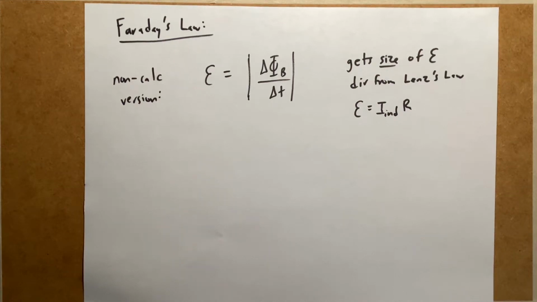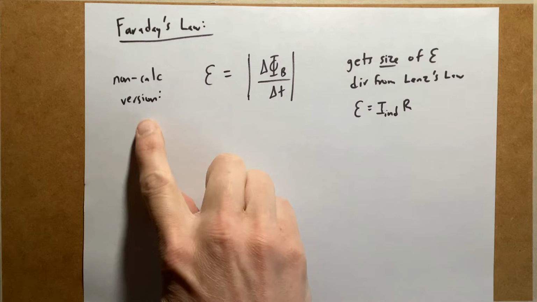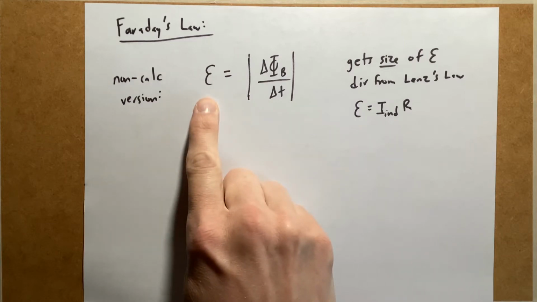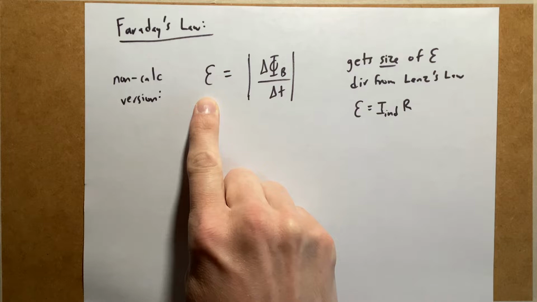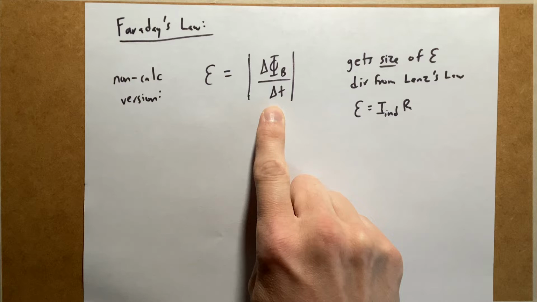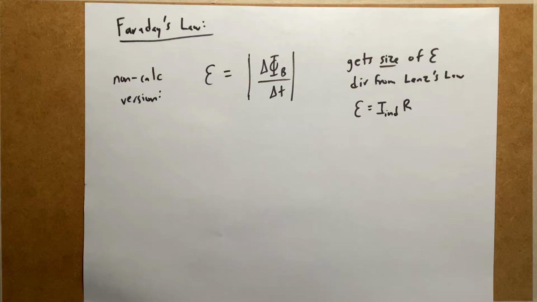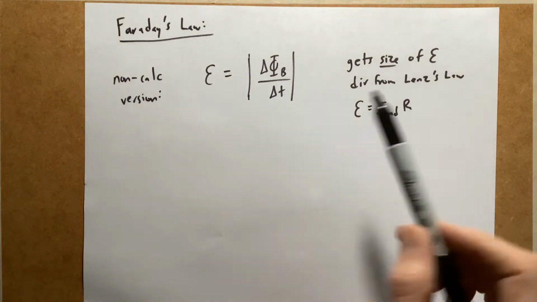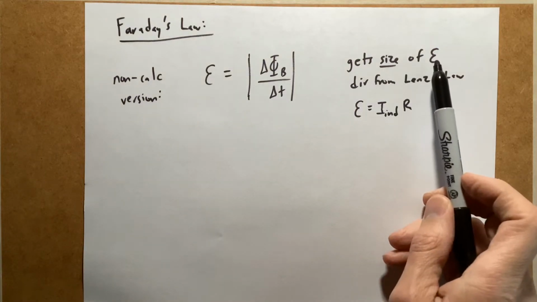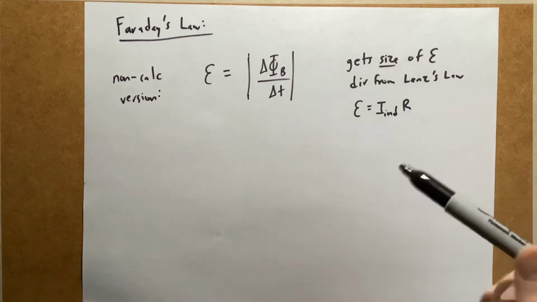Okay, so in this video, I'm going to talk about the more calculus version of Faraday's law. So let me start where the last video left off. The non-calculus version: you can get an EMF that's every bit as real as the EMF from a battery, but it's not from a battery. This electricity is going to be driven by a changing magnetic flux. And the absolute value signs here are simply because we really only need this formula to supply the size of the EMF. The direction we're going to get from Lenz's law separately.